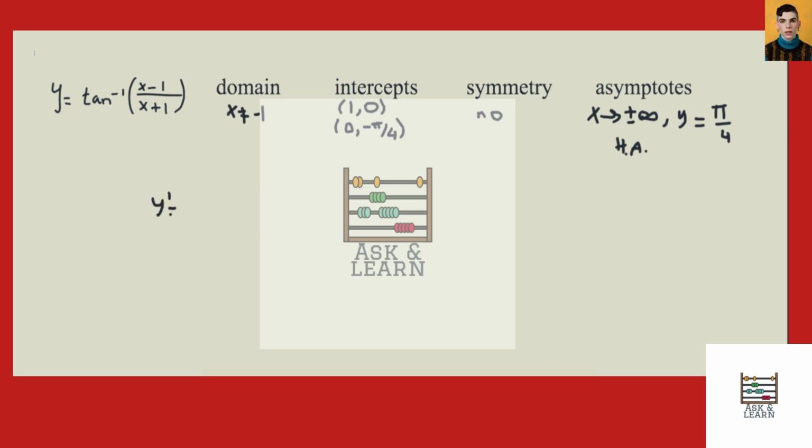So y prime, and here we can just do chain rule, u substitution. Y prime is 1 over x squared plus 1. Set that equal to 0 to find our critical points. It's inconclusive. So we can't use the first derivative test, but we can look for y double prime, which is -2x over (x squared plus 1) all squared. Set that equal to 0, and we see that we have x equals 0.